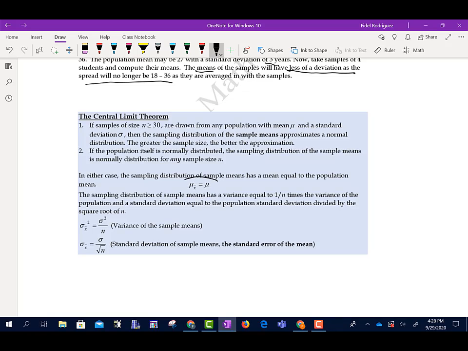So what do we mean by that? I'm talking about this is the mean of the population, okay? Let's see again, population mean. This here is going to be our sample mean. Okay.